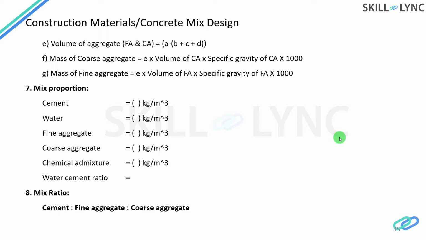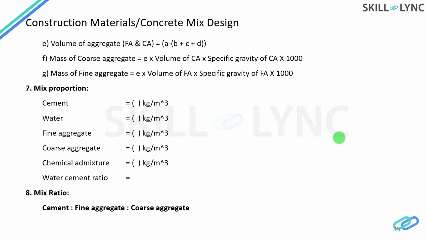So after calculating all these values and depending upon the codal provisions, we will come up with the mix proportion for cement in kg per meter cube, water in kg per meter cube, fine aggregate in kg per meter cube, coarse aggregate in kg per meter cube, chemical admixture in kg per meter cube, and water cement ratio. So from this mix proportion, we can arrive at the mix ratio of cement, fine aggregate and coarse aggregate.